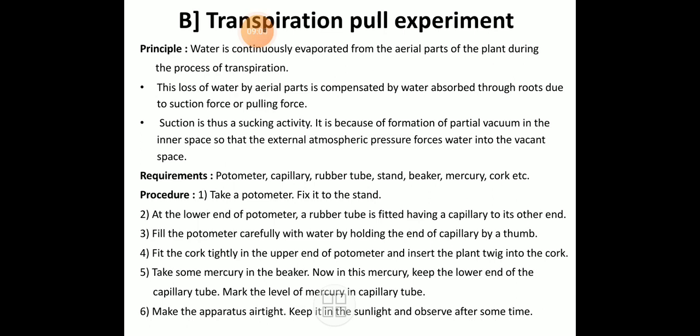Whenever loss of water takes place from the aerial parts of the plant body, immediately that is compensated by the water absorbed through the root due to the suction force or pulling force. It is continuous: the water in the soil is taken back into the root. We have to say that there are continuous columns in the xylem, isn't it? So suction is thus a sucking activity. It is because of the formation of a partial vacuum in the inner space, so that the external atmospheric pressure forces water into the vacant spaces, isn't it?